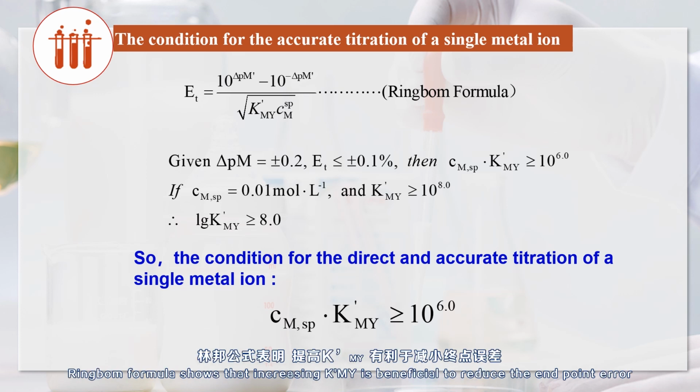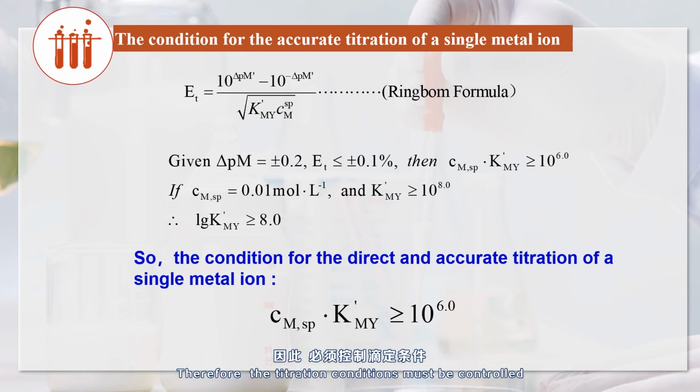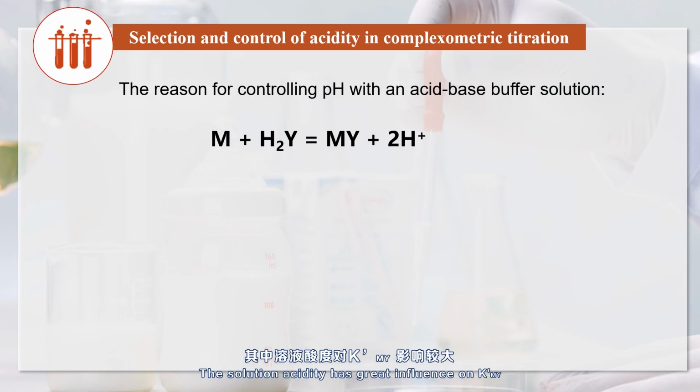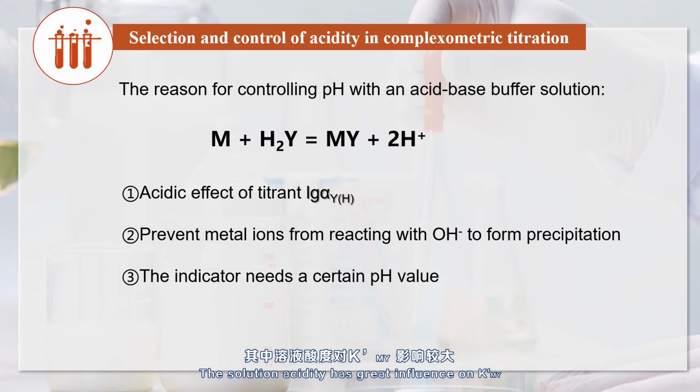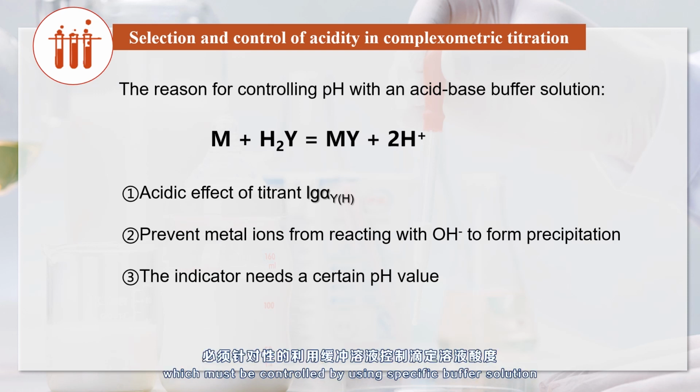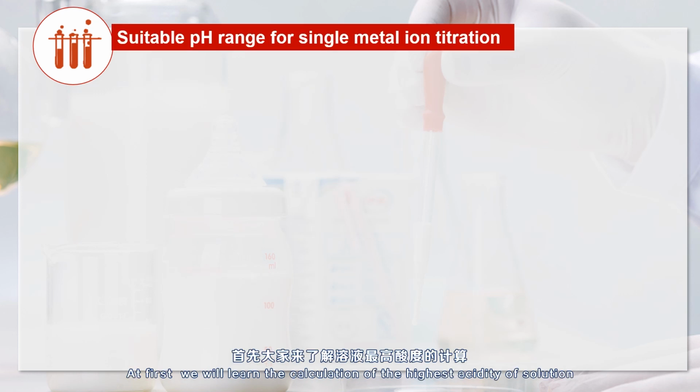The Ringbom formula shows that increasing K'MY is beneficial to reduce the endpoint error. Therefore, the titration conditions must be controlled. The solution acidity has great influence on K'MY, which must be controlled by using specific buffer solution. So, the solution pH should be controlled in which range? At first, we will learn the calculation of highest acidity of solution.